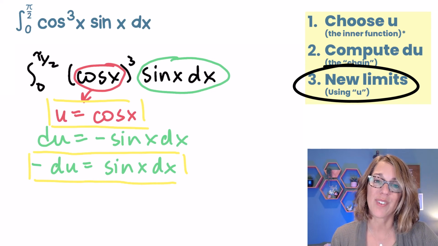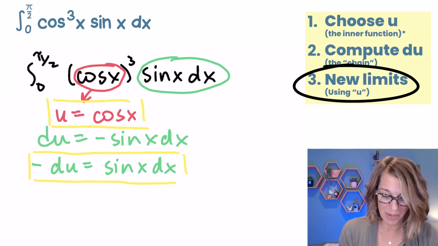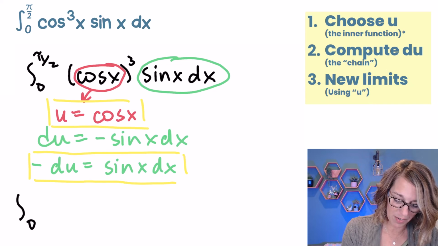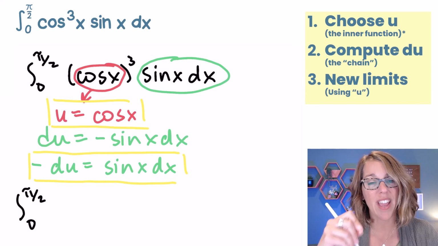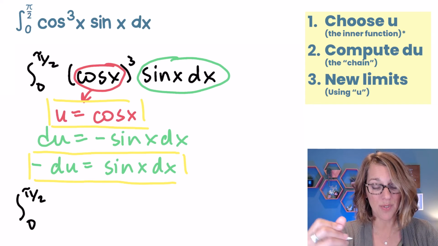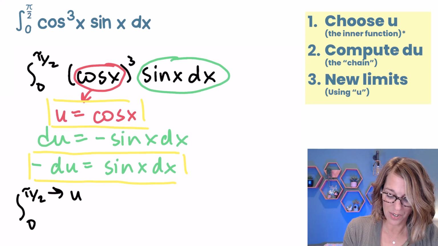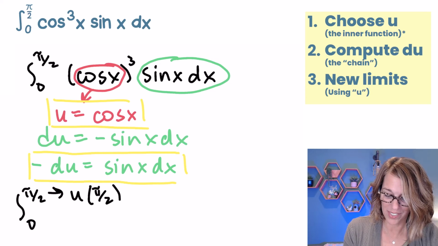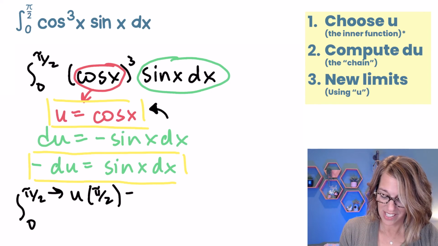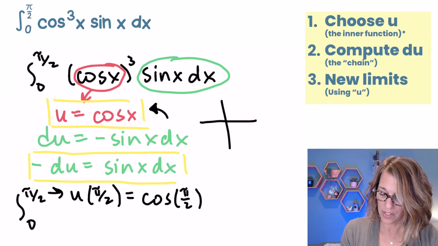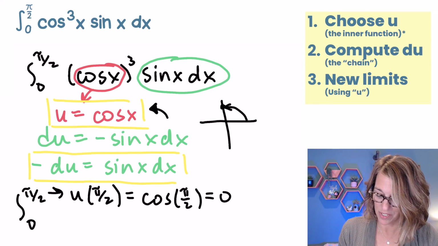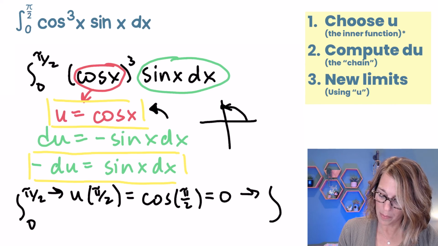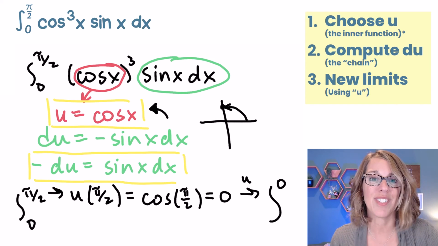Okay, step number 3 is to find the new u values for the limits of integration. Right now, it's going to go from 0 to pi halves, but these are in terms of x. I want to have these in terms of u instead. So I need to take u of pi halves. Well, my function u is right here, and it's the cosine of x. So this is going to be the cosine of pi halves. If you're thinking about that unit circle, pi halves is straight up here, so I end up with a cosine of 0. So this is equal to 0. So as my new upper limit of integration, u is equal to 0.